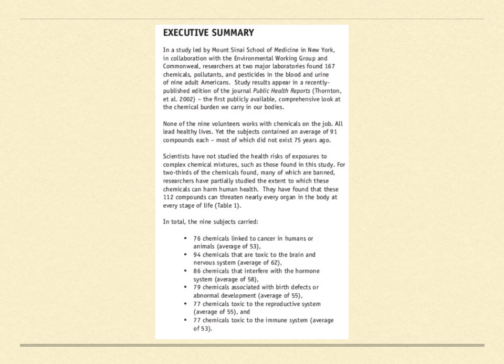But basically here they tell you what they did. They looked at 167 chemicals, pollutants, and pesticides in the blood and urine of 9 adult Americans, basically people who had no chemical exposure either on the job or in their hobbies. And yet the subjects contained an average of 91 compounds, most of which did not exist 75 years ago. And at the bottom here, you can see the negative effects on health that these compounds can have.